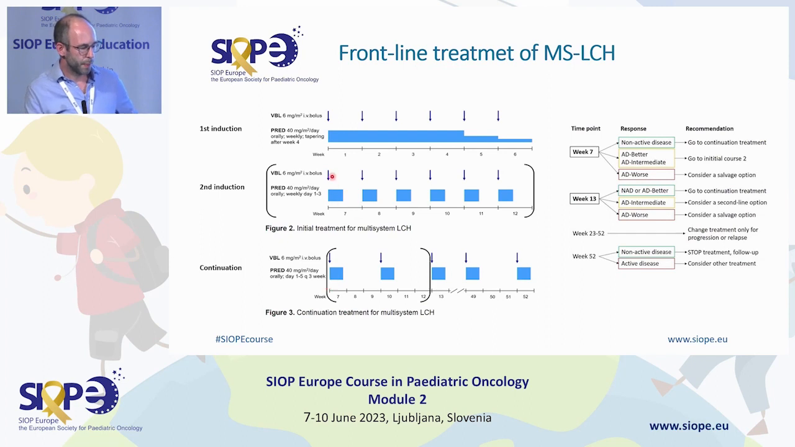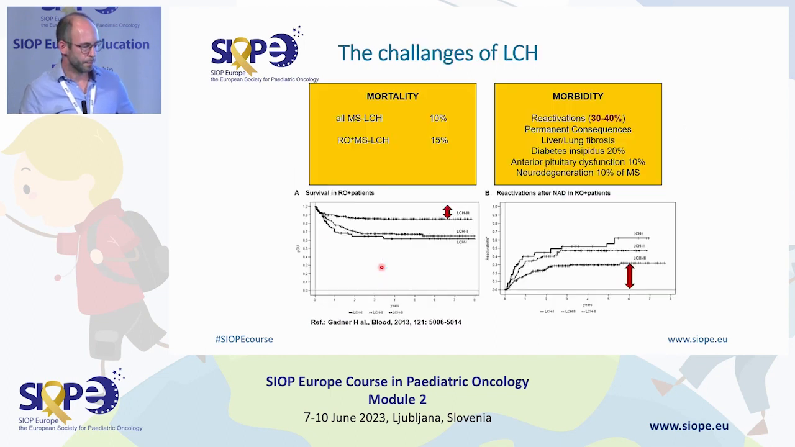First is induction: 6 weeks of injections of vinblastine plus steroids. Then the patient is assessed at week 7. Those who do not achieve non-active disease continue with a second induction. Six more doses of vinblastine plus steroids are given in boluses, and then the patient continues with maintenance therapy. Vinblastine is given every 3 weeks, and this is given for 1 year.